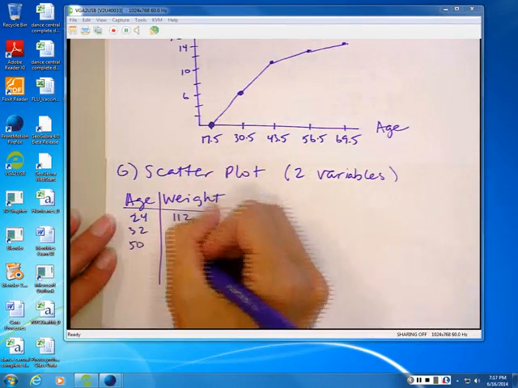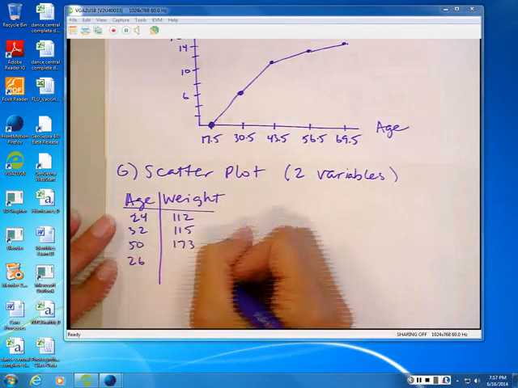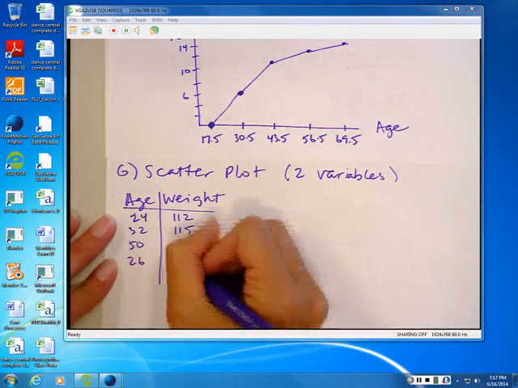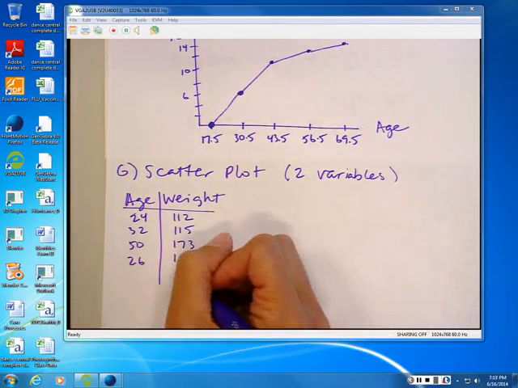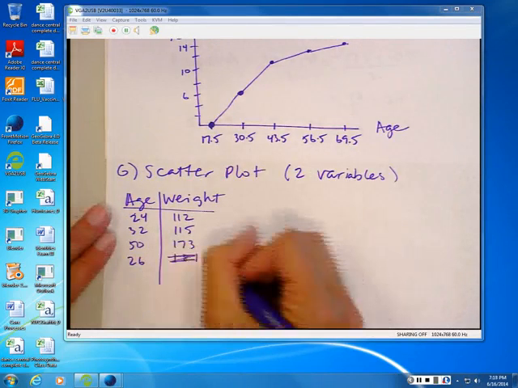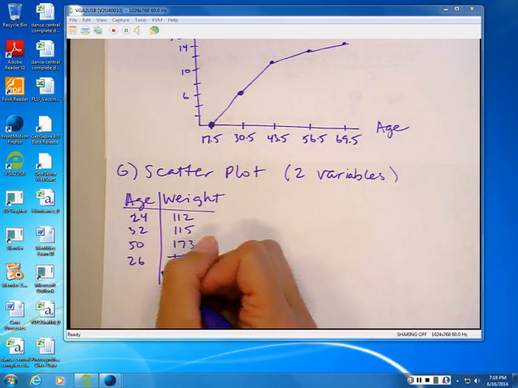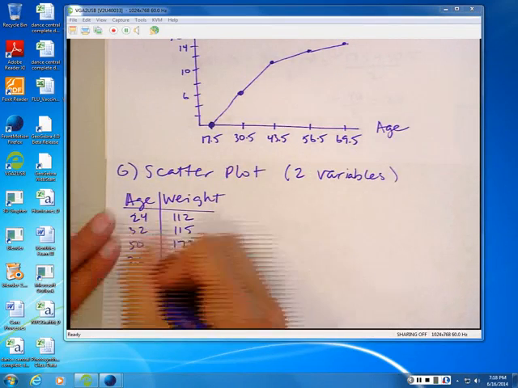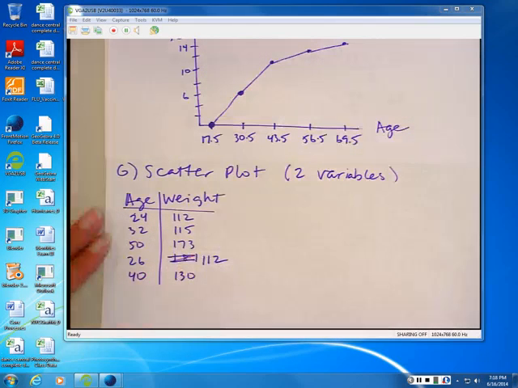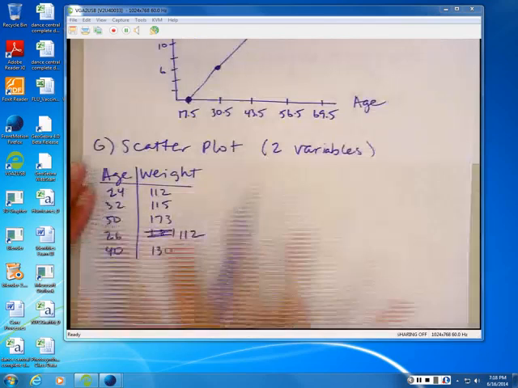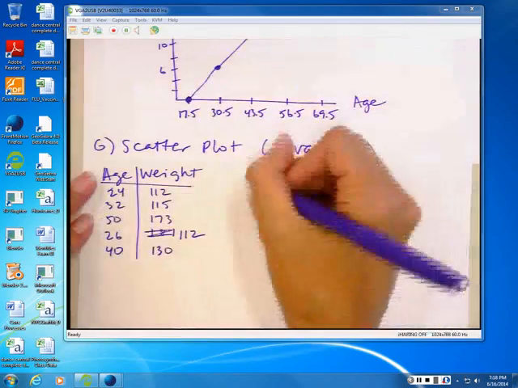weighed 173, the 26-year-old weighed 112. Let's see, I missed something. Oh, this was 112. That's what I missed. That was the 26-year-old. And then the 40-year-old was 130. Okay, so it looks like there might be a relationship between age and weight. And there's way more data than this, so I'm just going to kind of ballpark it here.